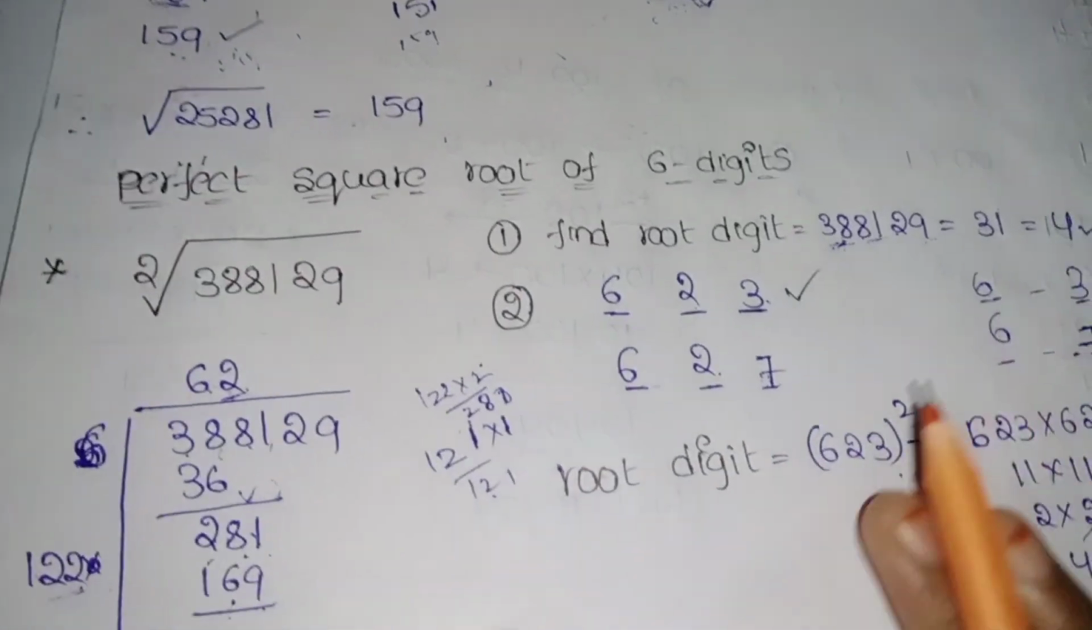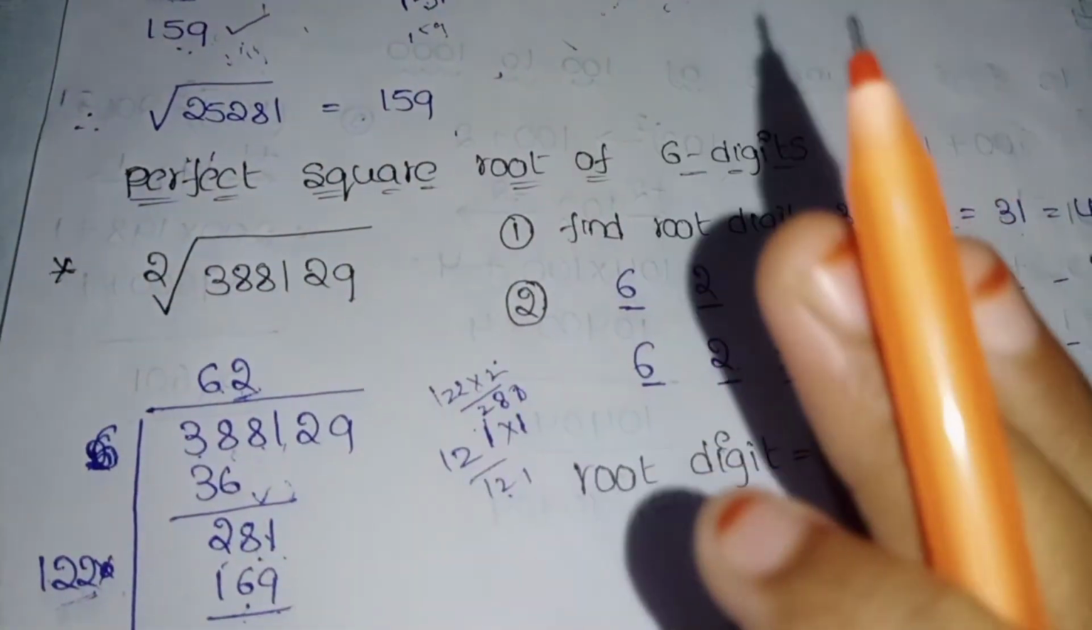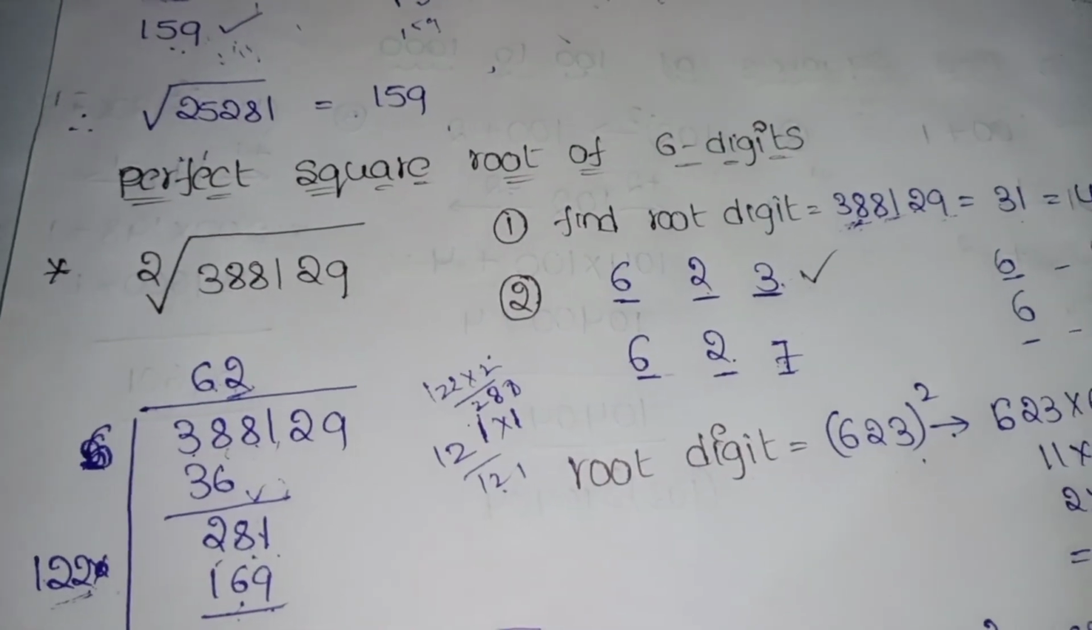This is the trick to find the perfect square root of 6 digits. These are the concepts of perfect squares. In our next section, I will explain non-perfect squares.